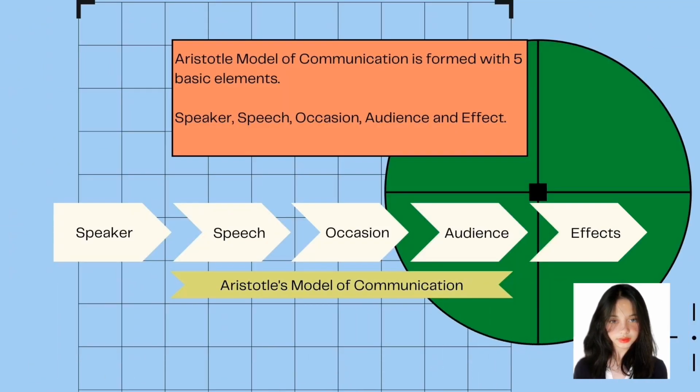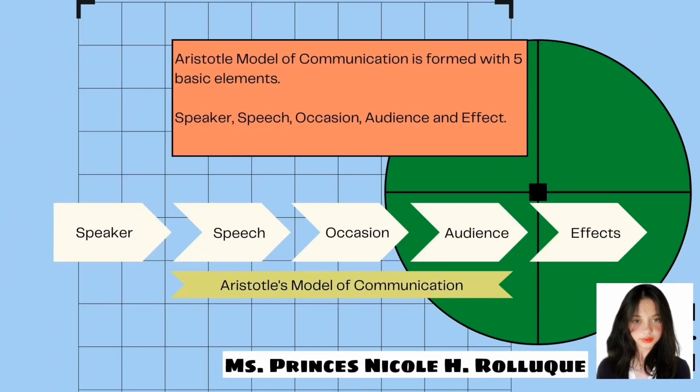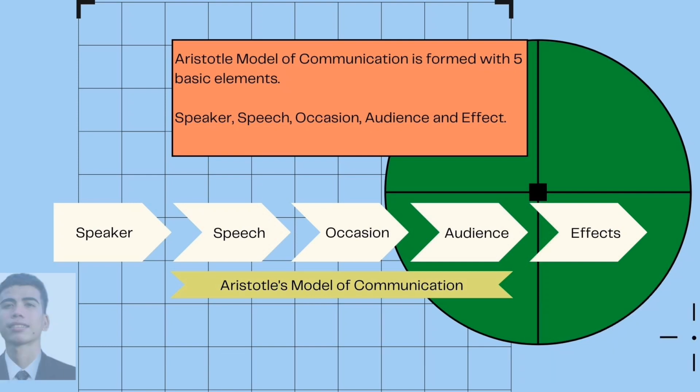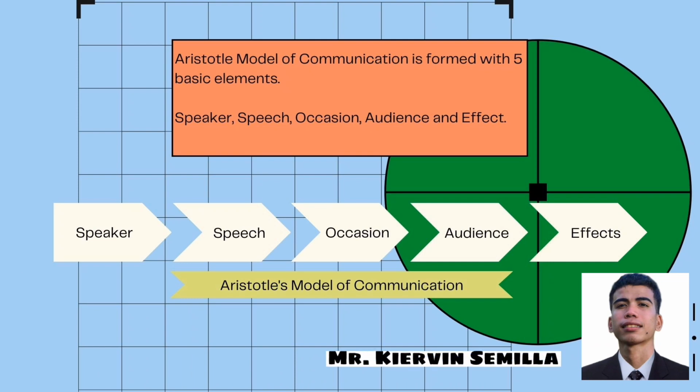Next, we have Mr. Kirben Similia to discuss the 5 basic elements of Aristotle's model of communication. Aristotle's model of communication is designed to explain delivering persuasive speech. The 5 components are speaker, speech, occasion, audience, and effect. First, we have speakers. Speakers refers to the persons who deliver the speech. It is the primary element of the communication process that initiates the conversation. Communication cannot be designed without a speaker, so it is crucial in all verbal and non-verbal communication types.